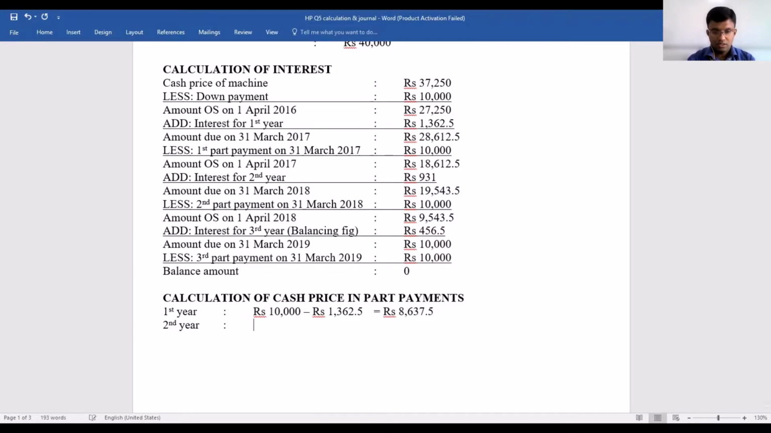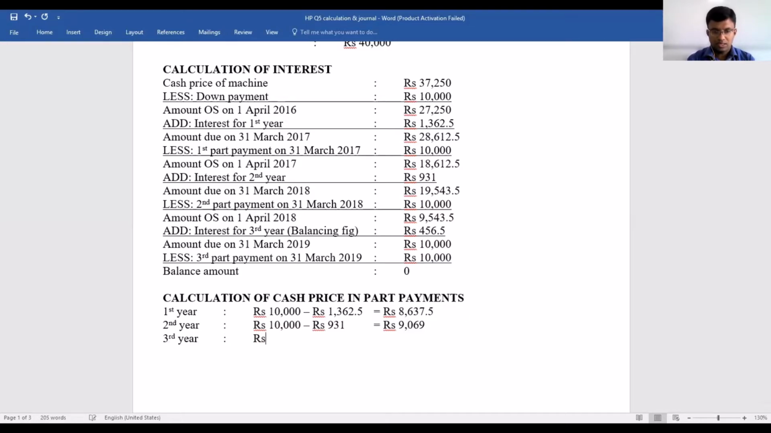Second year, your part payment is rupees 10,000 minus rupees 931. Okay, and when you work this out, you would notice that your cash price component is 9,069. Similarly, for third year, let's work out for third year.